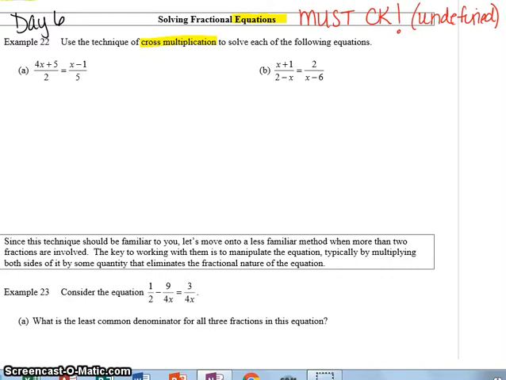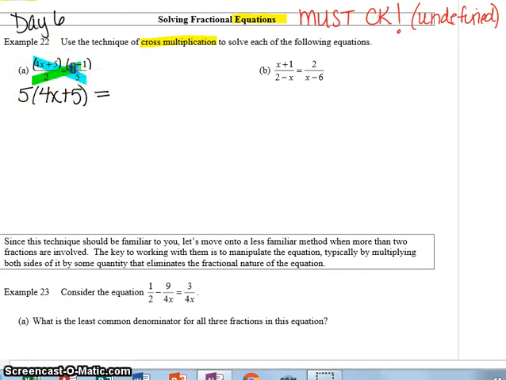So this is like old school, middle school. When you have a fraction equal to a fraction, just cross multiply, but I would make sure that you put parentheses around any binomial so that you remember to distribute. So if I cross multiply this way, I'm going to get 5 times my 4x plus 5. Don't forget the equal sign. And then when I cross multiply this way, I'm going to get is equal to 2 times the whole quantity x minus 1. So now I'm going to distribute.